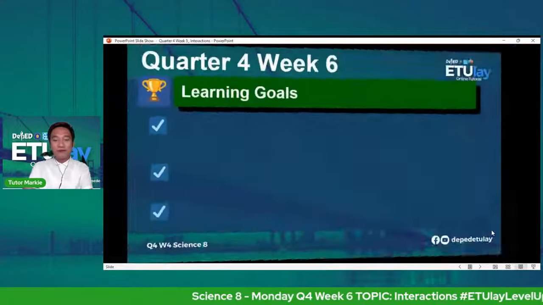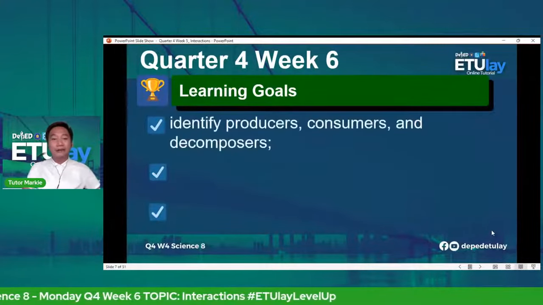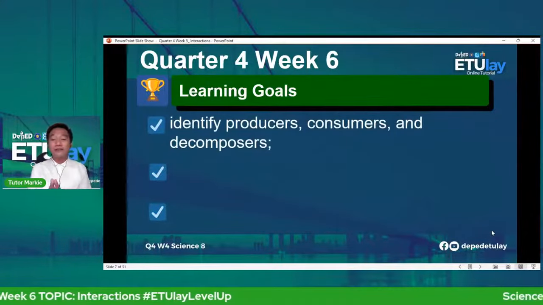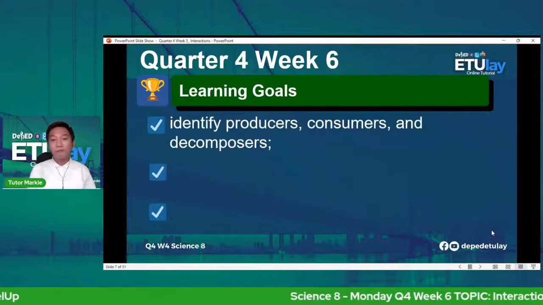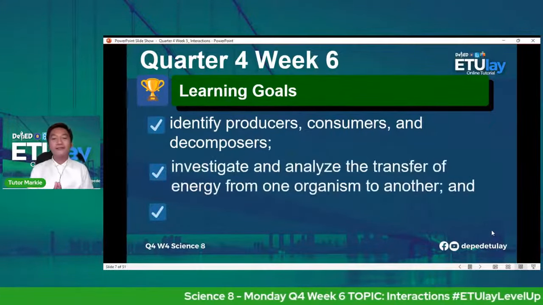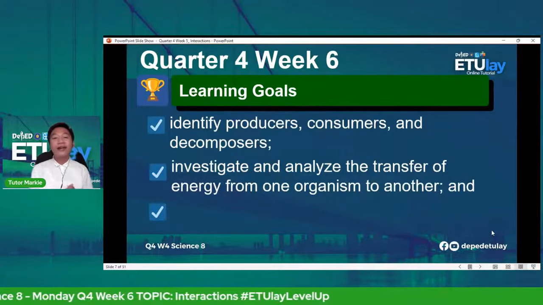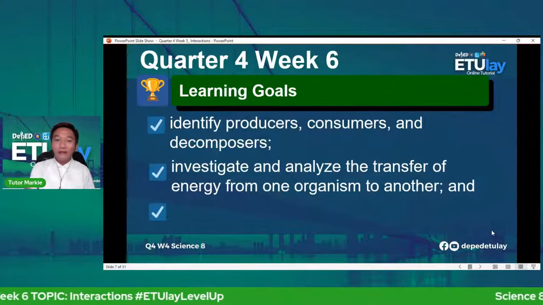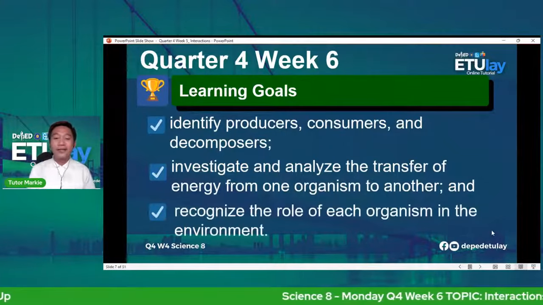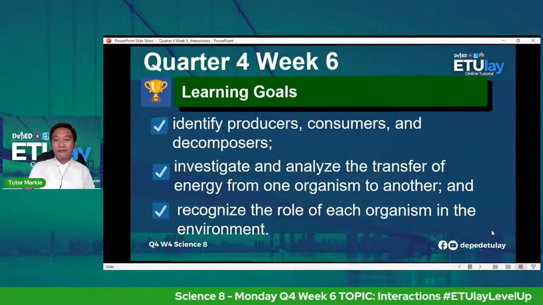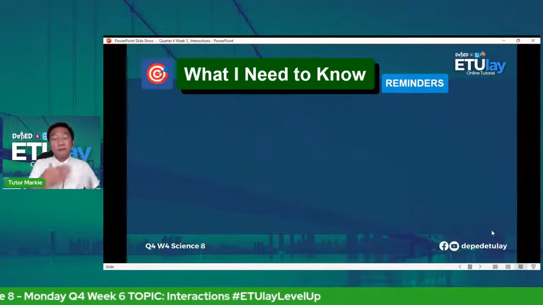Thank you very much. So for this afternoon, our learning goals for our week 6 topic, which is interaction, are: first, at the end of this session, you will identify producers, consumers, and decomposers. The second is to investigate and analyze the transfer of energy from one organism to another. And our third learning goal is to recognize the role of each organism in the environment. All right, so are you ready, guys? But before that, let us have first some reminders to ponder.